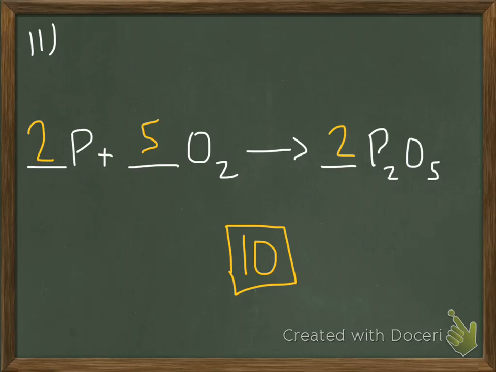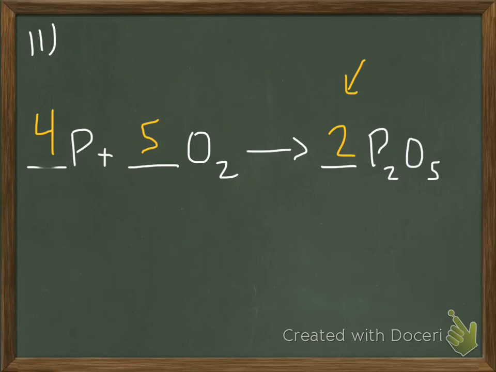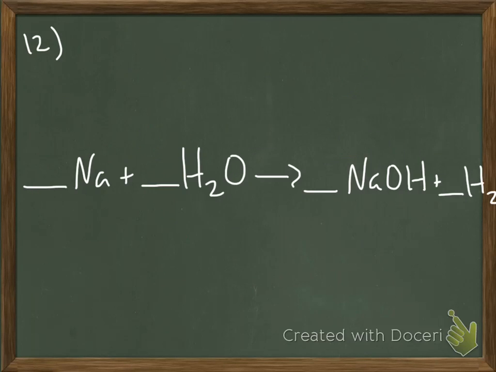So always go back and check your work. Let's make sure everything is balanced. I added the 2 here, so now I have 4 phosphoruses on this side. So I got to go back over here. I wrote a 2 there earlier, so I'm going to erase that. And now I'm going to go back and put a 4. So now I have 4 P's on each side. I have 10 O's on each side, so I'm finished.